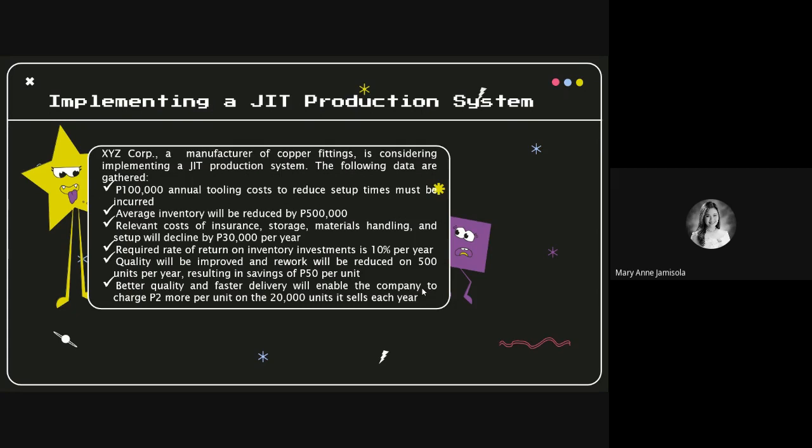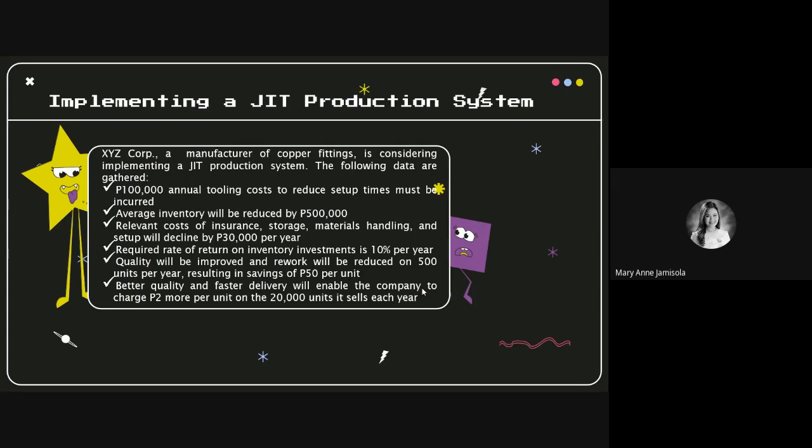You also have rework savings, right? The second to the last item here. Quality will be improved and rework will be reduced on 500 units per year, resulting in savings of 50 pesos per unit. So since there is a reduction of 500 units per year, and then the savings per unit is 50, that's 500 times 50. That will give you 25,000. What else?